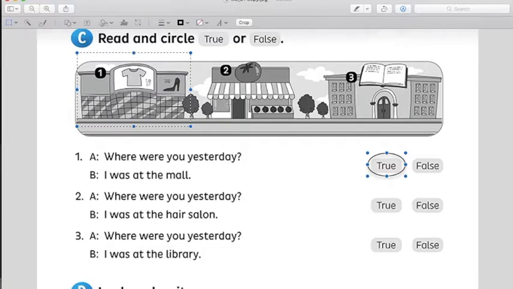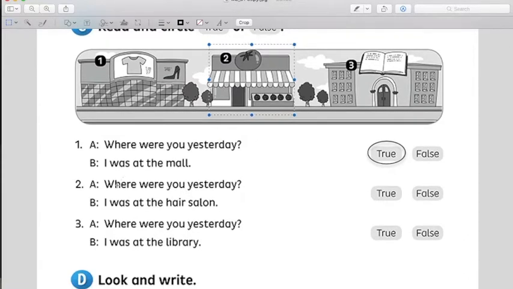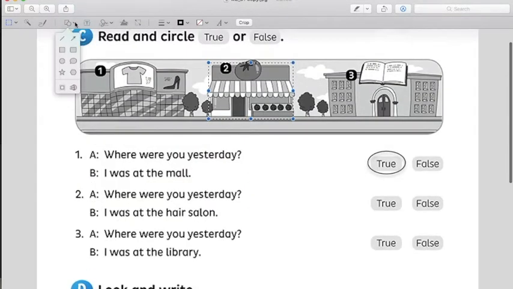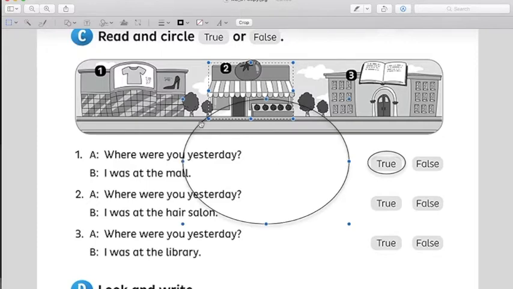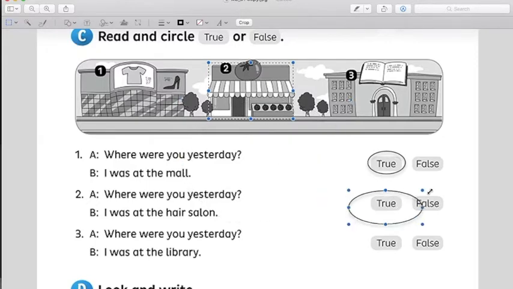Yes. Okay. Number 2, it looks like there's a tomato. Where do you buy tomatoes? Where do you buy fruit? At the grocery store. So let's read number 2. The question is, where were you yesterday? I was at the hair salon. Is this the hair salon? No. So do we circle true? No. We circle false. So let's go ahead and circle false.